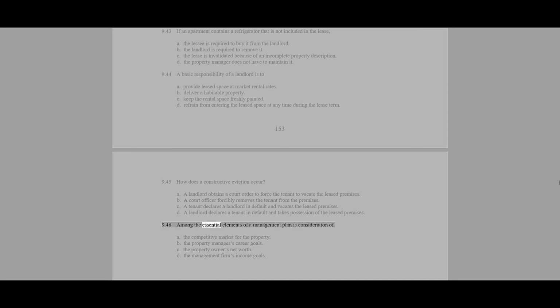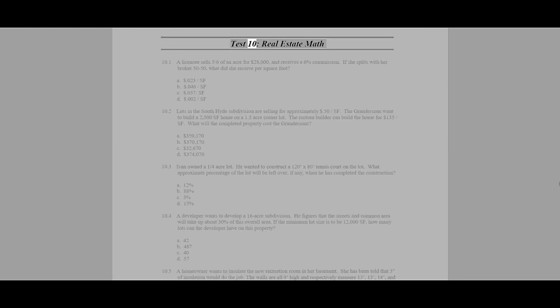9.46 Among the essential elements of a management plan is consideration of A. The competitive market for the property. B. The property manager's career goals. C. The property owner's net worth. D. The management firm's income goals. Test 10, Real Estate.